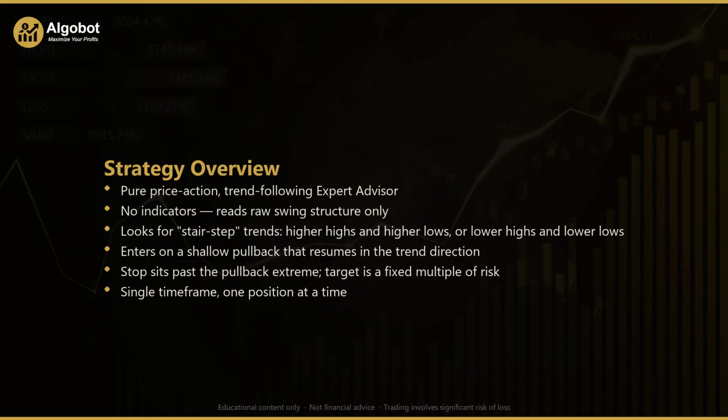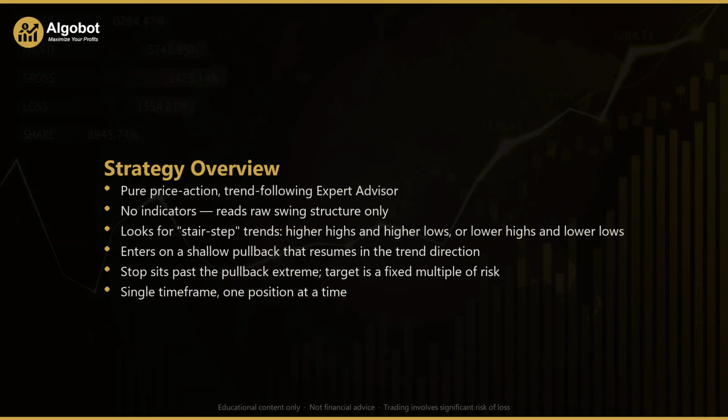In an uptrend, price makes a higher swing high, pulls back to a higher swing low, then pushes to another higher high, and so on. It looks like a staircase climbing upward. A downtrend mirrors this, printing lower swing highs and lower swing lows, stepping down. This expert advisor is designed to detect that stair-step structure and then participate in it.